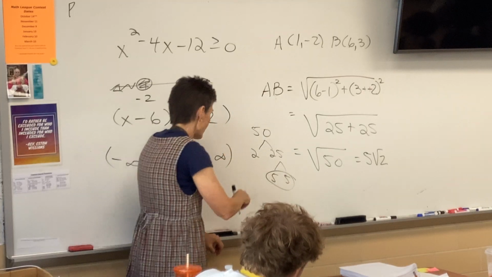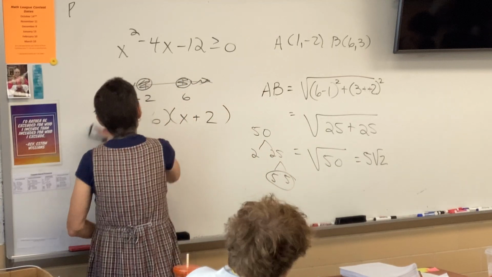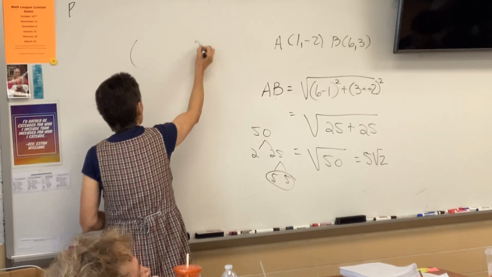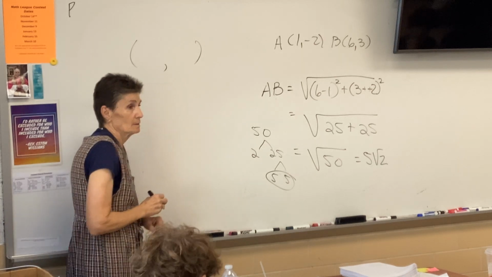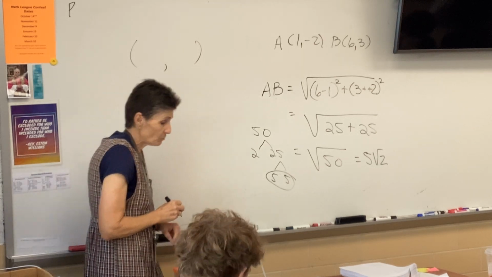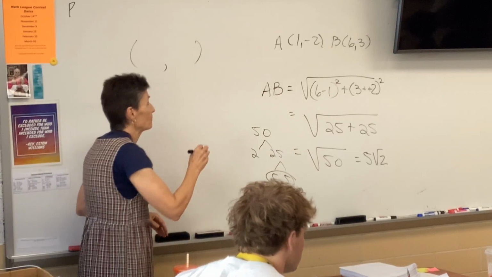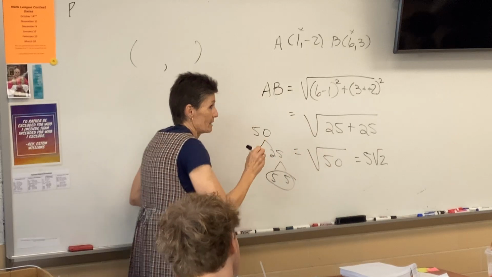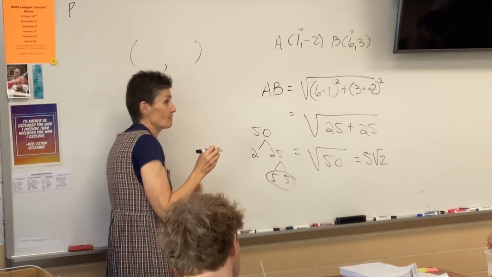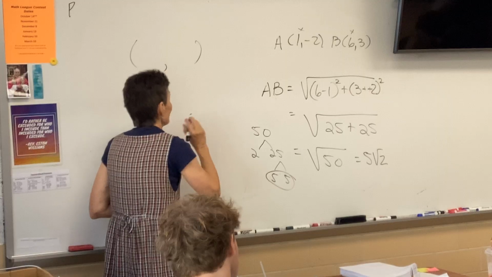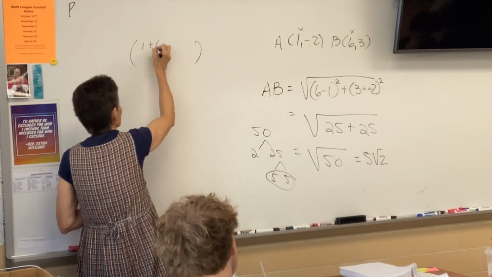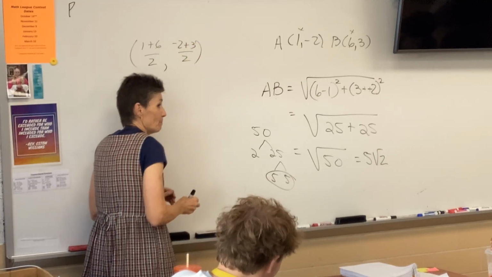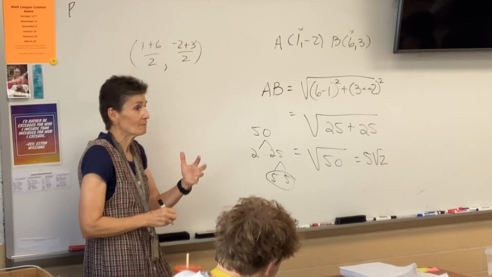Now, same 2 points. Now we want to find the midpoint. So the midpoint is going to be another point, right? How do I do that? How do I find my midpoint? I average my x's to find the middle one. Average means add, right? So 1 plus 6 over 2, negative 2 plus 3 over 2. There's your midpoint. You add them and divide by 2.